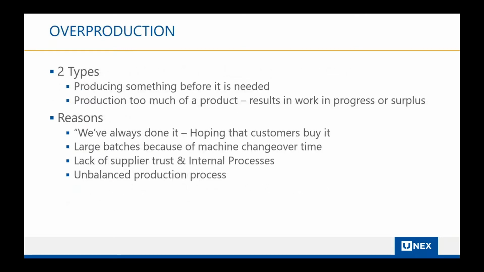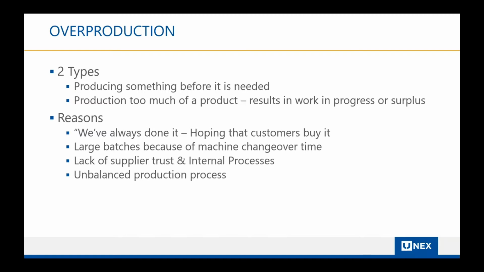Overproduction, you have two types. Producing something before it's needed, or producing too much of a product, which results in work in progress or surplus, or wasted inventory. People will say, we've always done it that way. They produce a product just hoping that there's a demand for it.